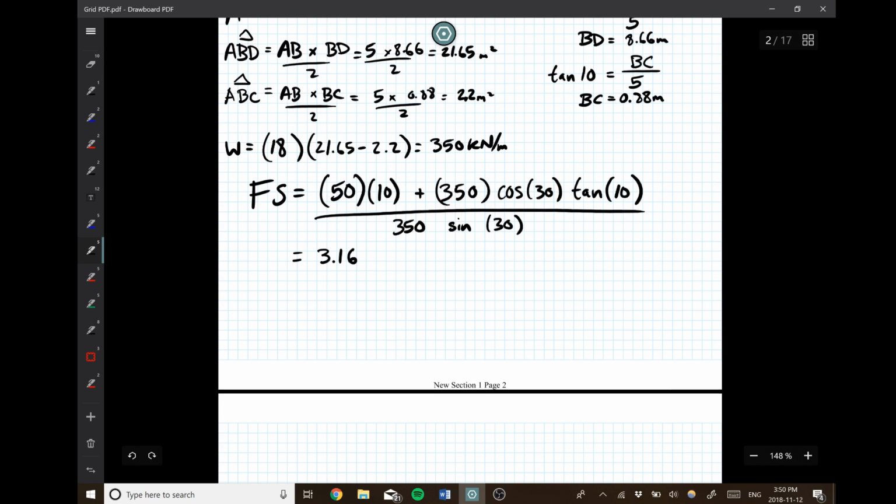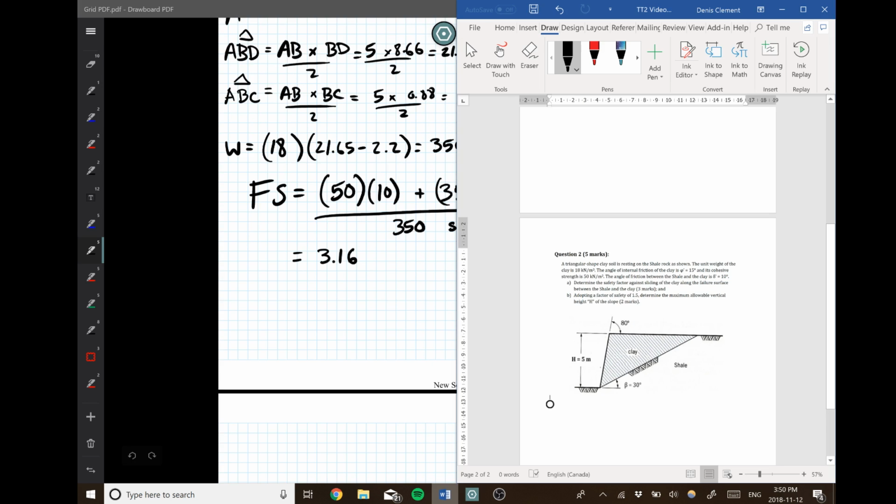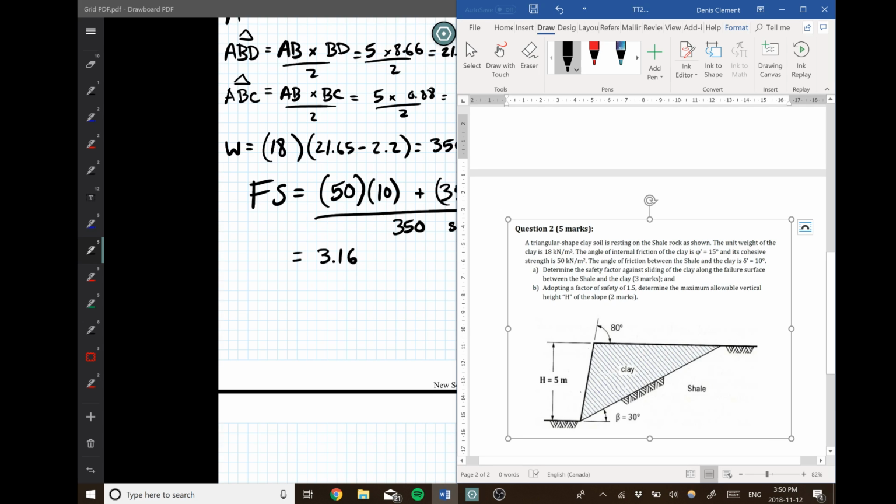So that's part A. It's asking for the factor of safety. Now, similar to the last stability question we had, they want to know what the maximum allowable height is.